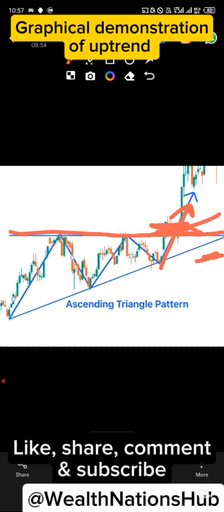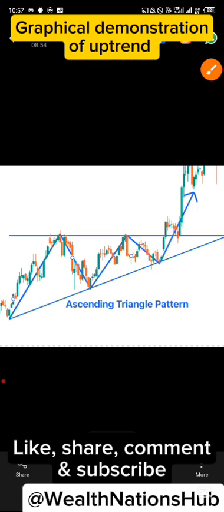And when you take your trade somewhere here, then the stop loss will be below the resistance line. It will be below the resistance line. Yes, that is how it works.